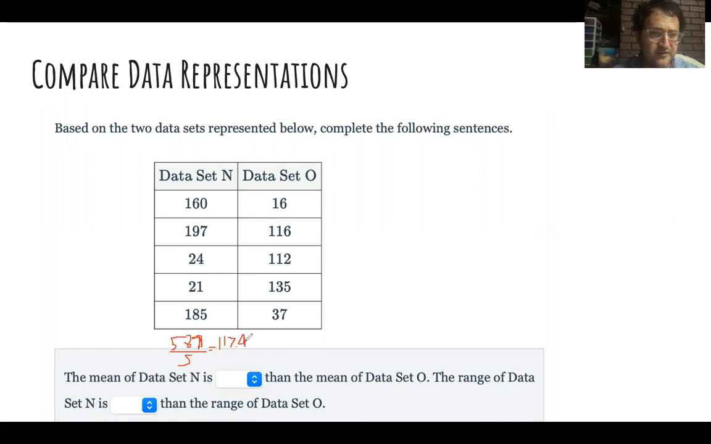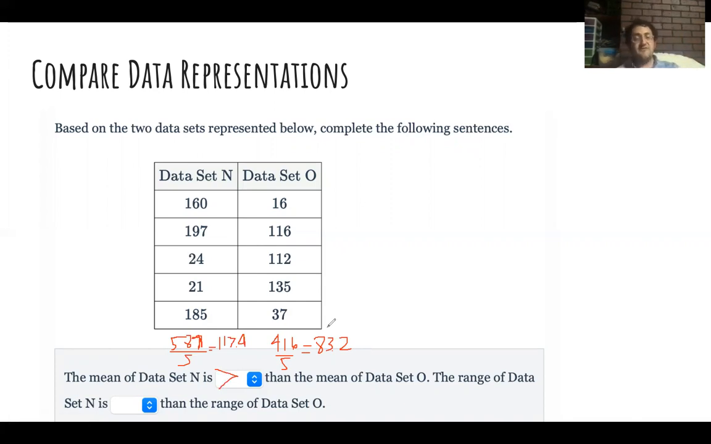And they'll try to keep you with a reasonable amount of data so that you don't have to be on your calculators all day. When you have lots of data in the real world, they'll have a computer program, but it is important to know how it's computed. And then this is 416 divided by 5. So that's going to be about 83.2. And we could say that the mean of data set N is greater than the mean of data set O.